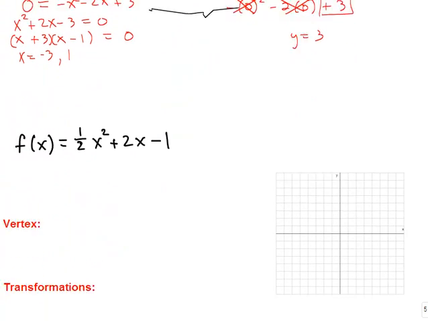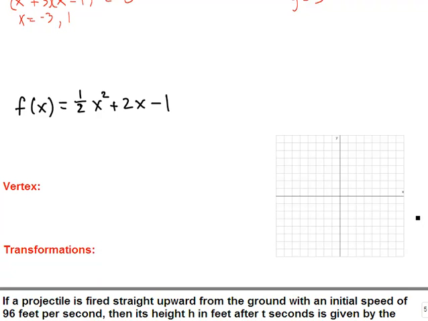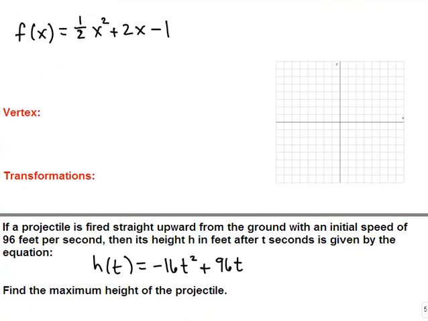Okay, one more example. We're not going to go into quite as much detail as the last problem. Here's my f of x equals 1/2 x squared plus 2x minus 1. I want to graph this, so to graph it you must know the vertex first. So let's find our vertex using the vertex formula.